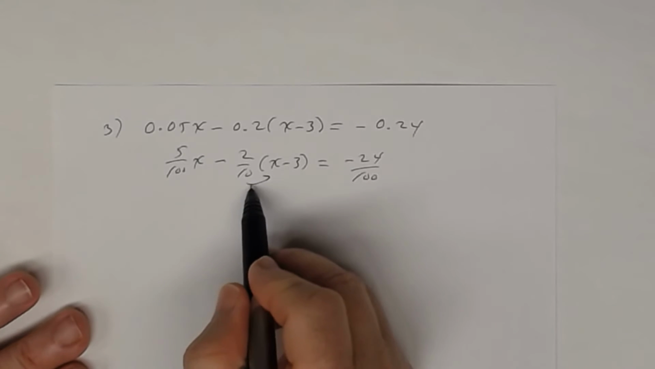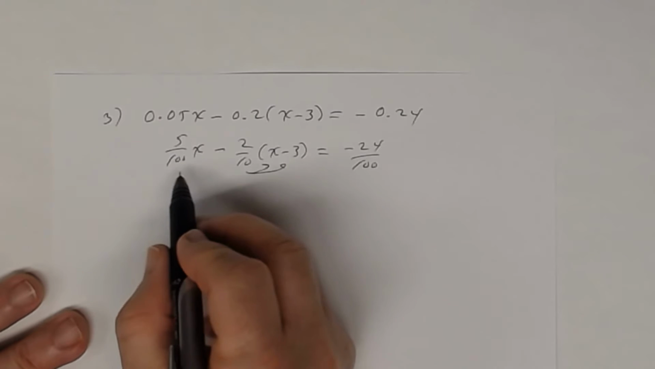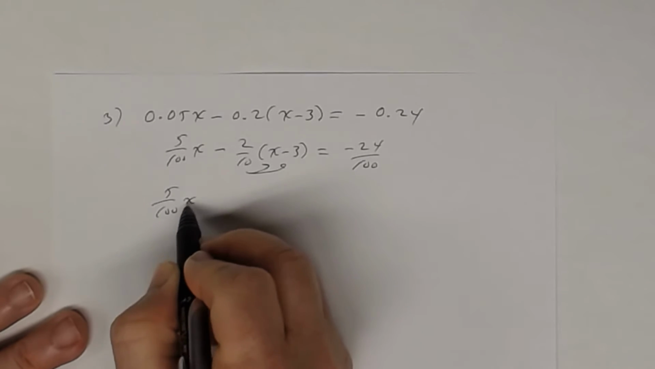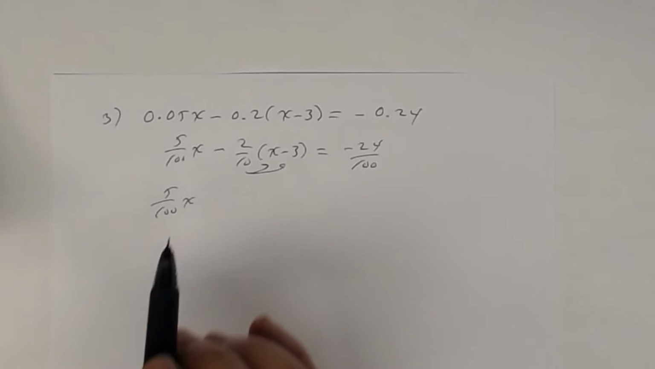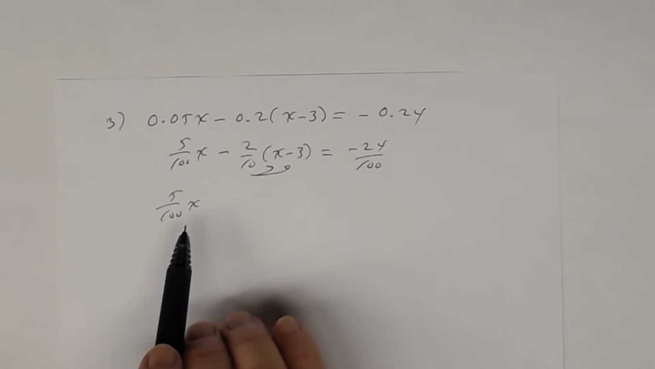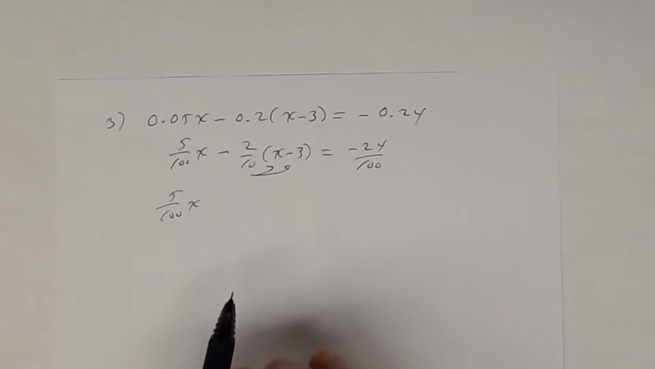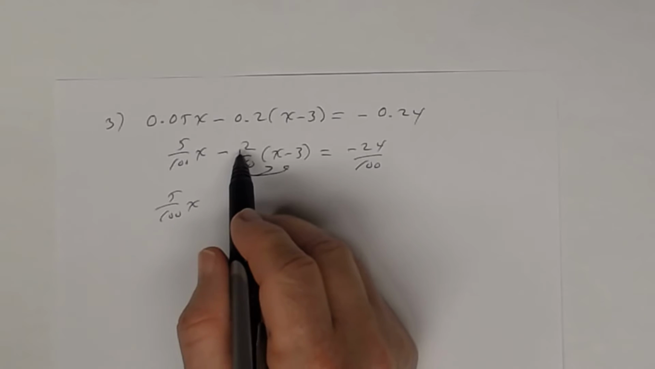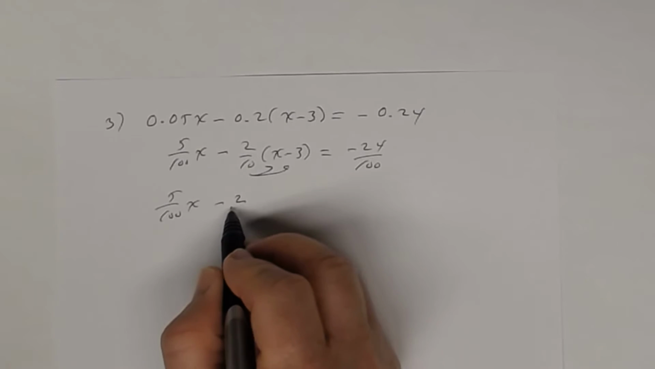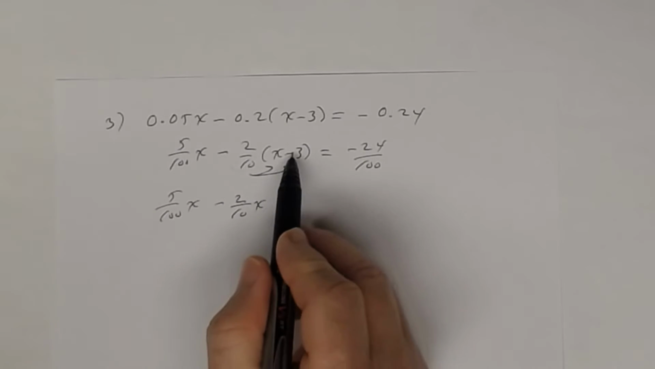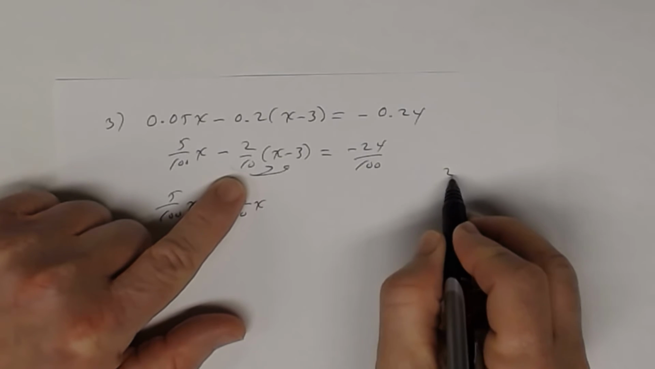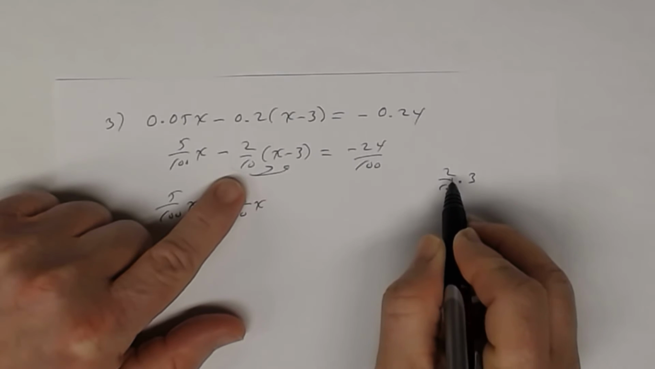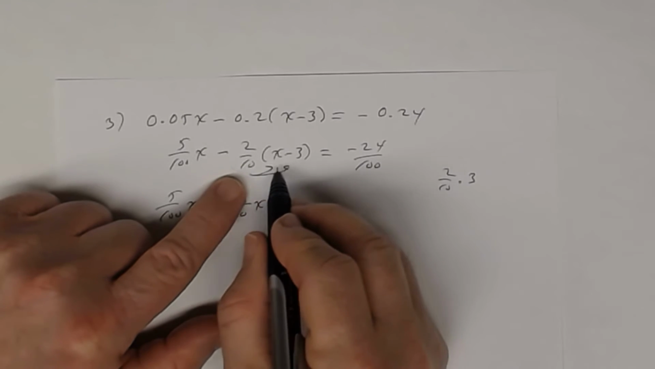Now let's distribute to make things a little easier for ourselves. So I get 5 hundredths x. Now remember, don't reduce, because at some point you want to multiply both sides by a factor of 10. If you reduce, you no longer see that factor of 10. So I get 2 tenths times x is a negative 2 tenths x here, and then a negative times a negative is a positive, right? So notice what I have here. I have 2 tenths times 3.